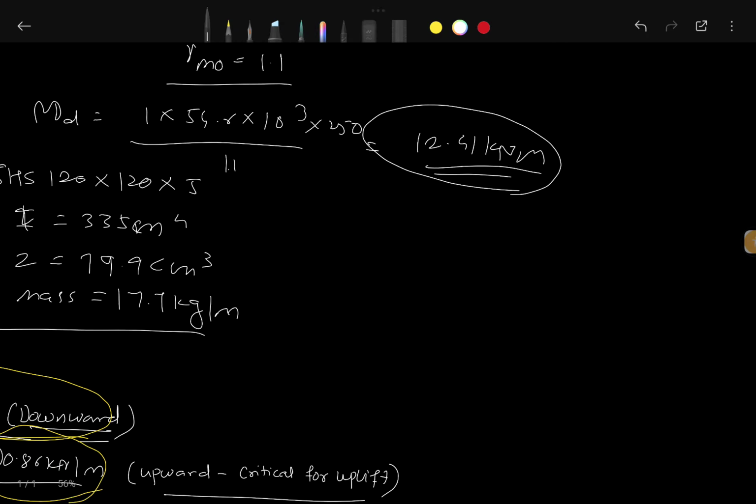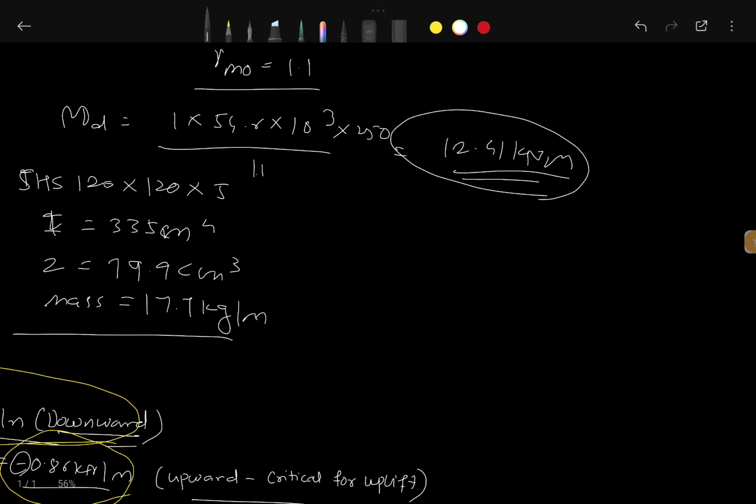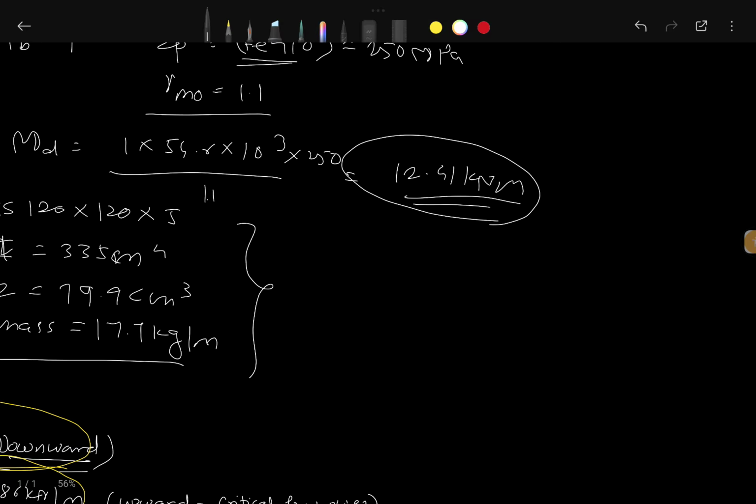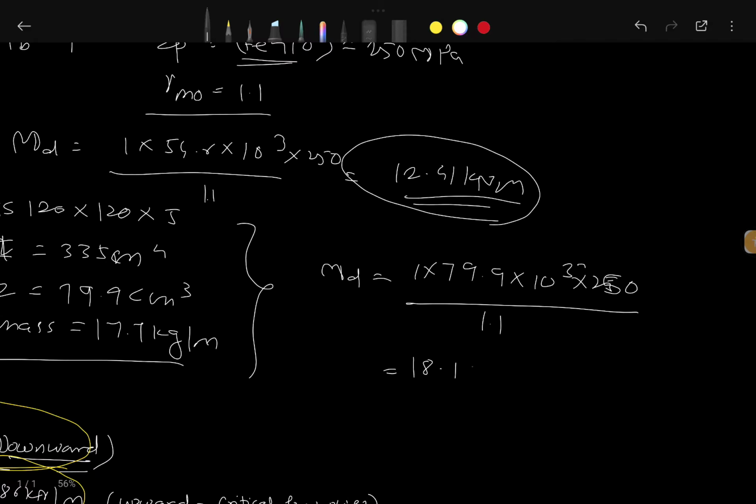Okay, here the design moment MD is equal to 1 into 79.9 into 10 to the power 3 into 250 divided by 1.1. We get the value 18.16 kilonewton meter.